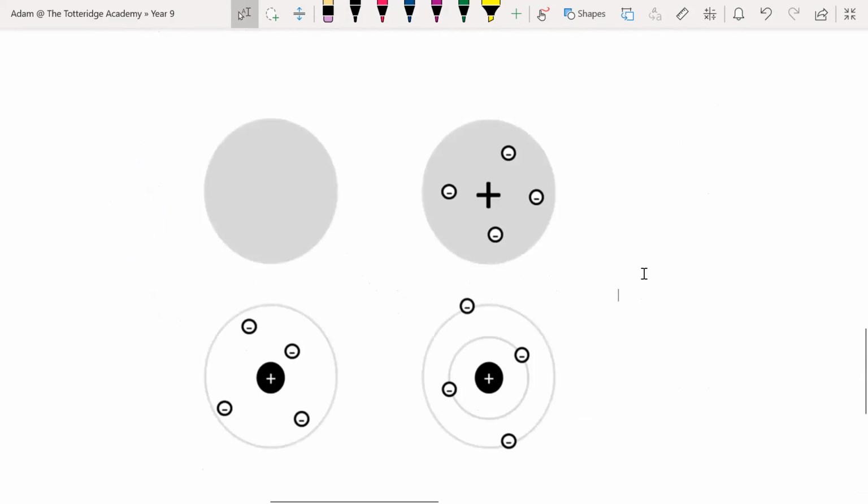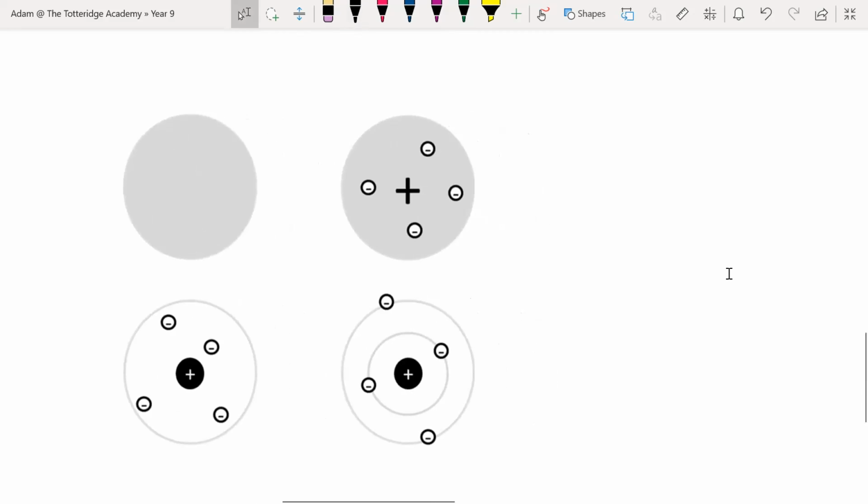There we go. Now, I'm going to write letters where I want you to answer a question. Down the side of your page, you're going to have A, B, C, D, E, F, etc. For example, A is going to be to name the model, and you would write Dalton. And if I wrote B over there, you would write plum pudding in your book. It's like questions that you can then answer.